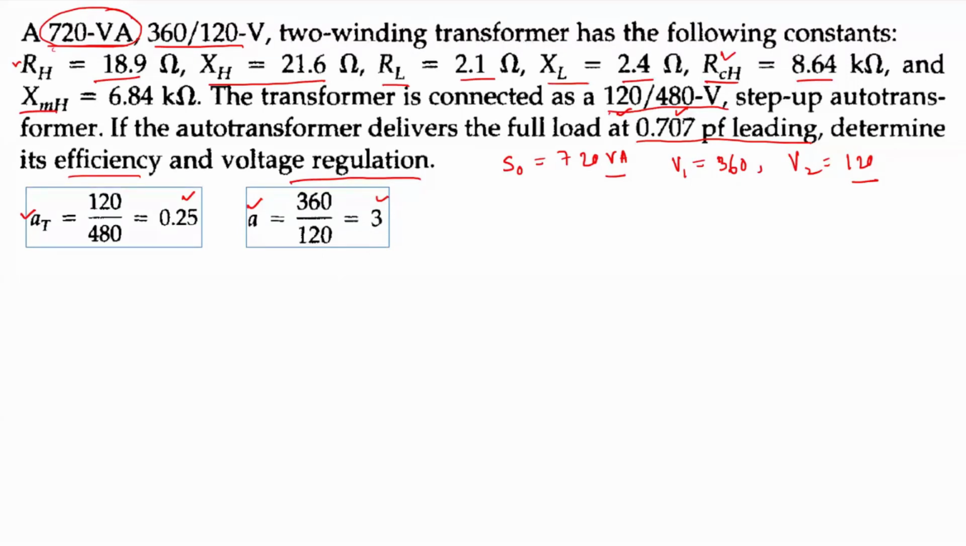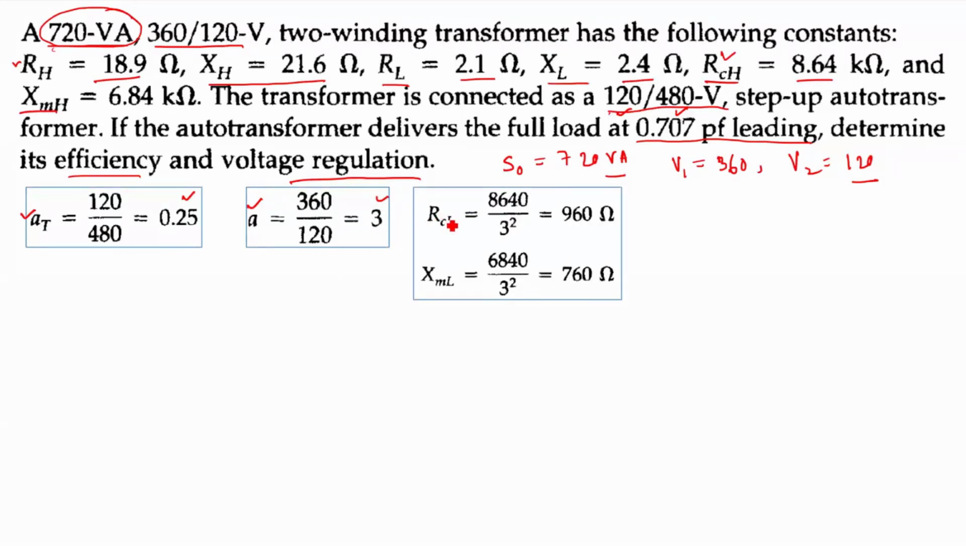And if we find the core loss resistance at the low voltage winding and the magnetizing reactance at the low voltage winding, we need to divide it by A square. So it will become 960 ohm and 760 ohm respectively.